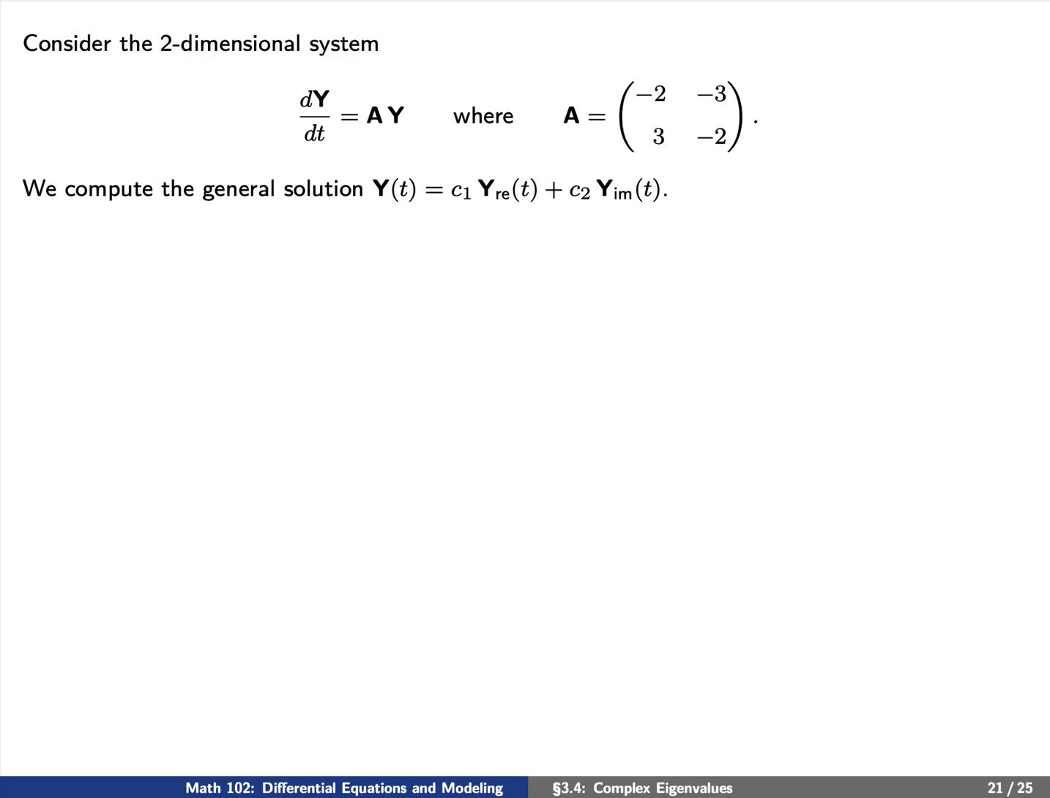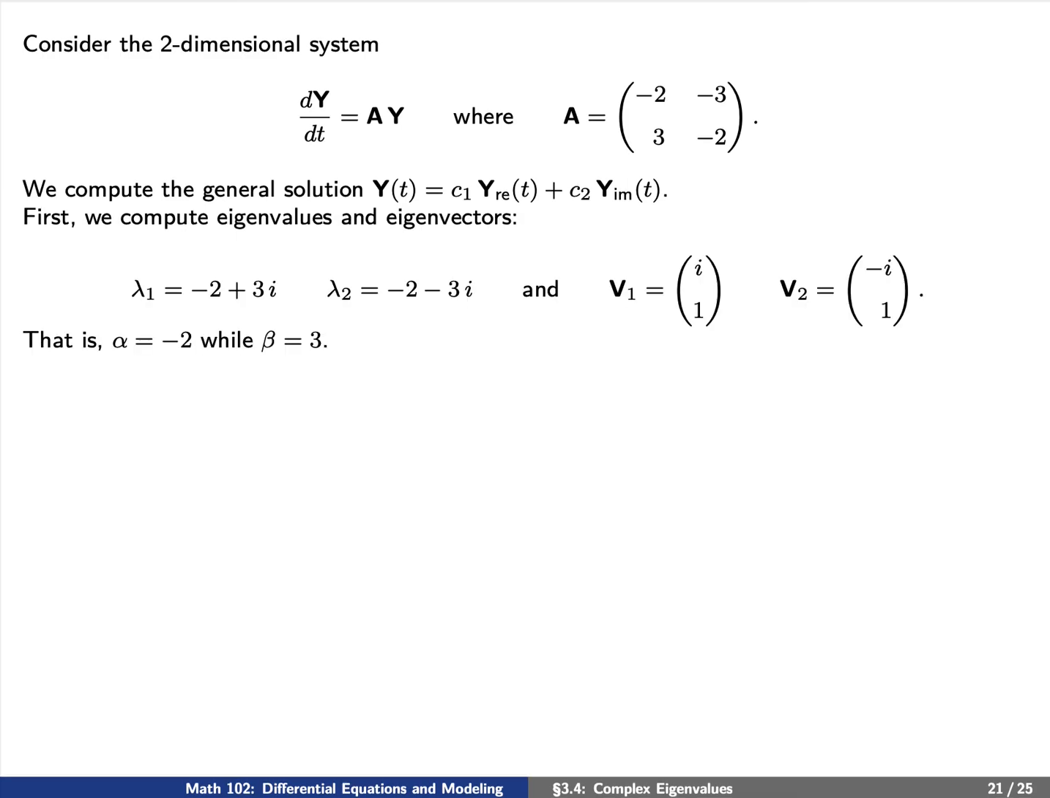We'll end things today by going over one example to put all of this together. Let's consider the following two-dimensional system where capital A is -2, -3, 3, and -2. We'd like to compute the general solution, capital Y, in terms of capital Y sub RE and capital Y sub IM. In our first step, we'll compute eigenvalues and eigenvectors. We find that lambda sub 1 is -2 plus 3i, and v sub 1 we can choose as i, comma 1. That is, alpha is equal to -2, while beta is equal to 3.